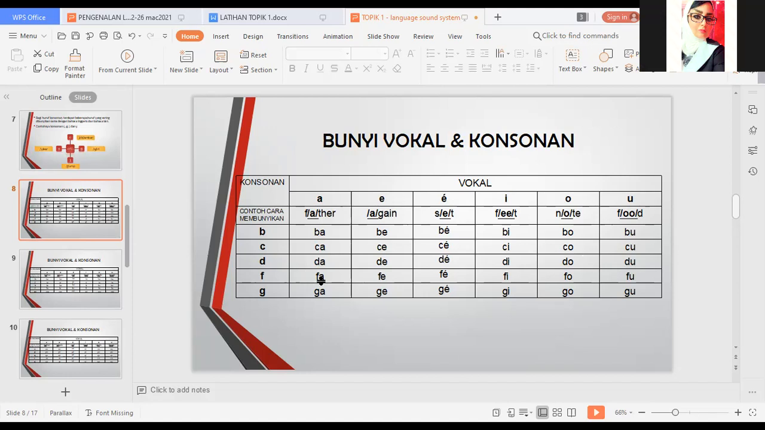F. F-A, fa. Fi. Fe. Okay, spelling F-E, fe. Spell first, you have to spell. F-E, fe. F-I, fi. No, no, fi. F-O. Not fi. F-Y, what is the pronunciation? Fi. Yes. Okay. F-O, fo. F-U, fu. Okay, very easy. Thank you.